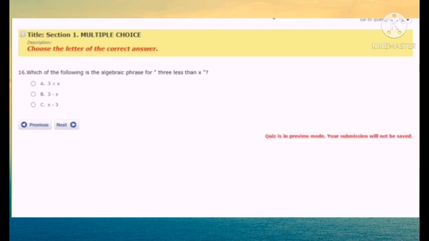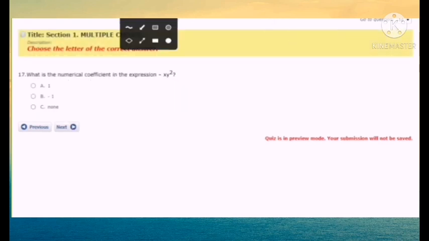Next, I have number 16. Which of the following is the algebraic phrase for 3 less than x? So we have 3. The words less than are an operation which is subtraction, but it is a special one because the subtraction symbol will be written before 3 and then x. So this is 3 less than x. So that's letter C. This one is read as 3 is less than x. And this one, this is x less than 3. Okay, so it's letter C.